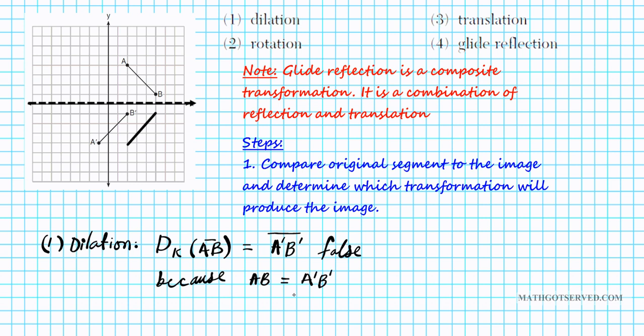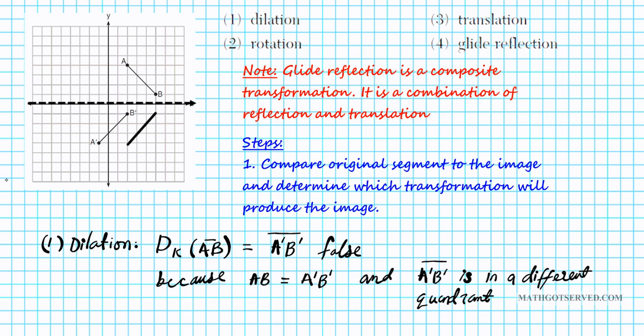It wasn't stretched, and apart from the fact that their lengths are the same, their positions are totally different, okay? So we see that it's not a dilation. And we also have to state that A prime B prime is in a different quadrant. So there's some kind of translation going on here. Okay. All right.